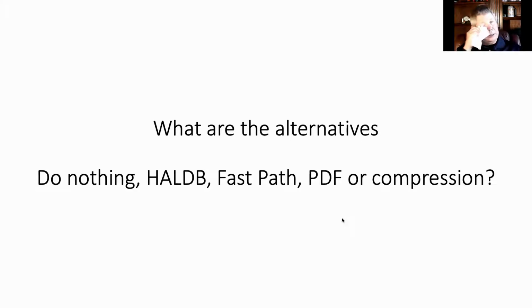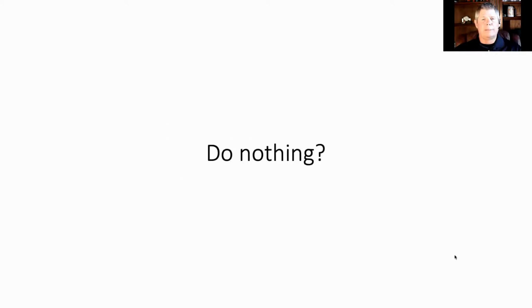So what are your alternatives for actually fixing these type of problems? I've listed them out, and we'll just go over these. These are the possibilities you should probably consider: do nothing, change your full function database to HalDB or FastPath or PDF, or maybe implement compression. Let's discuss each of those and see where we're at here.